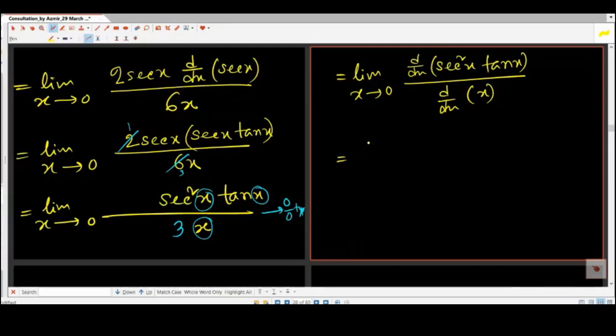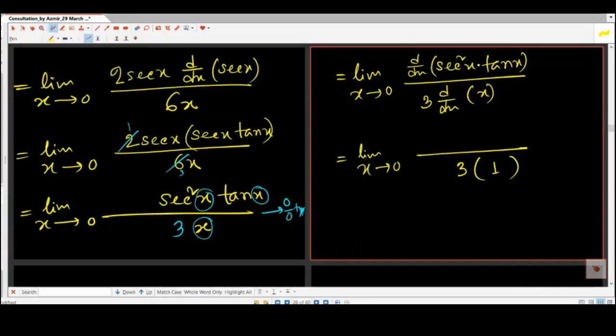We are applying L'Hopital's rule again because we have 0 over 0 type. So limit x tends to 0. Here we have 3 also. So 3 times differentiation of x is 1.